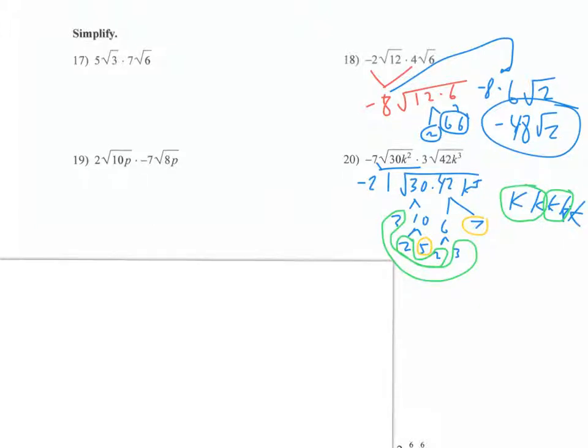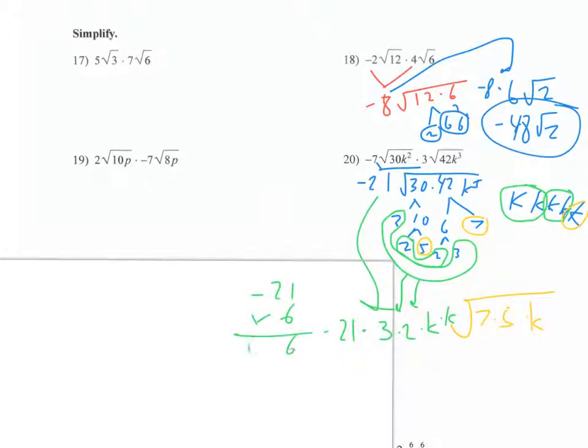All right, so now we're going to have all our loners in the house. So that's going to be 7 times 5 times k. And then our twins go outside, but they kind of combine here. So I actually already had the negative 21. And then I have a 3, and then I have a 2, and then I have 2 k's multiplying. So to simplify this, I'm actually just going to do negative 21 times 6. So that's 126, so negative 126, this will be k squared, and inside here I got 35k.